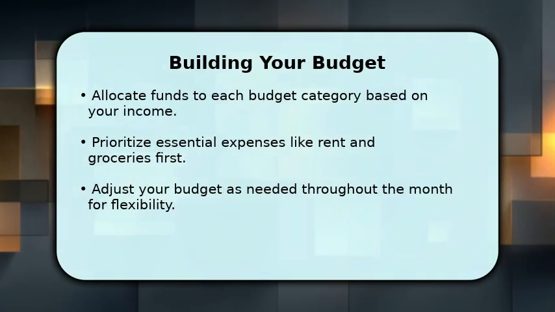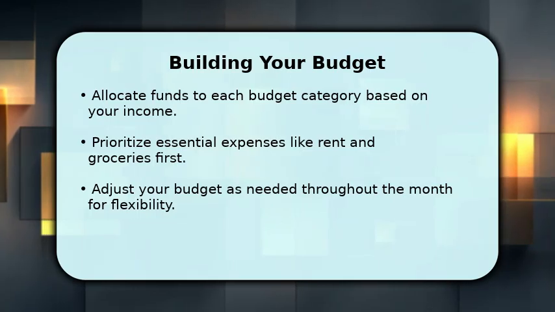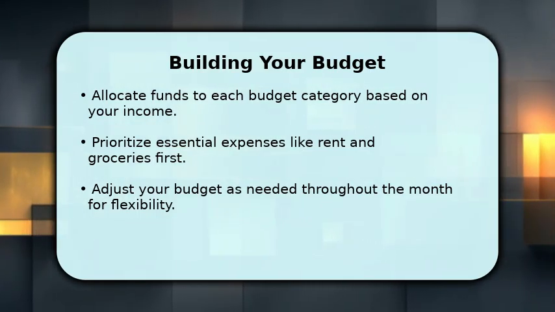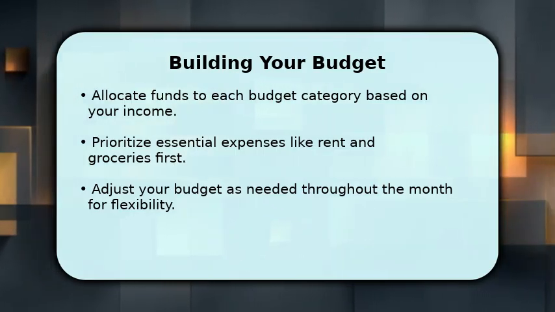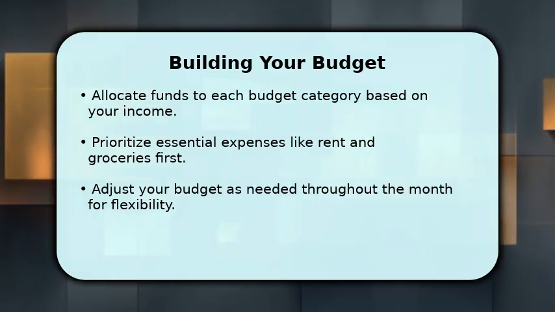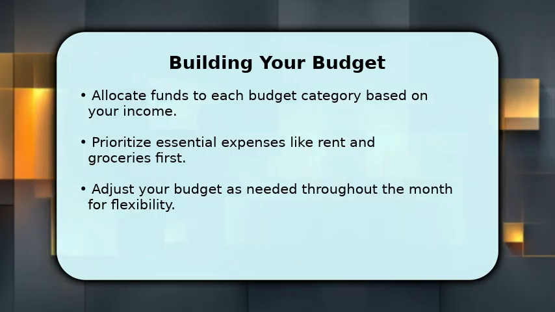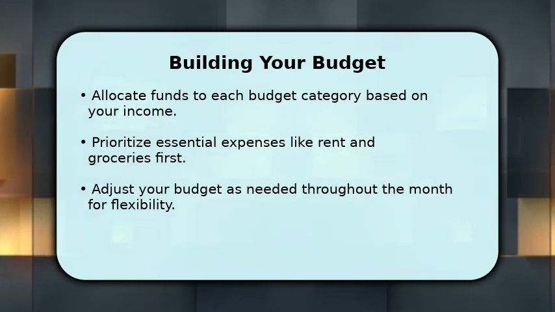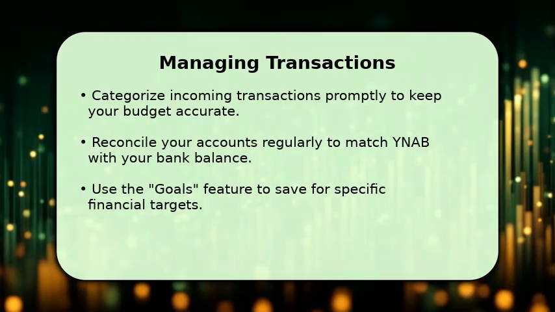Once your accounts are linked, it's time to build your budget. You'll allocate specific amounts of money to each category, ensuring every dollar has a purpose before you spend it. Remember to prioritize your essential expenses, like housing and food, before moving on to discretionary spending. YNAB encourages flexibility, so don't hesitate to adjust your budget categories as your financial situation or priorities change during the month. Keeping your budget accurate means actively managing your transactions.